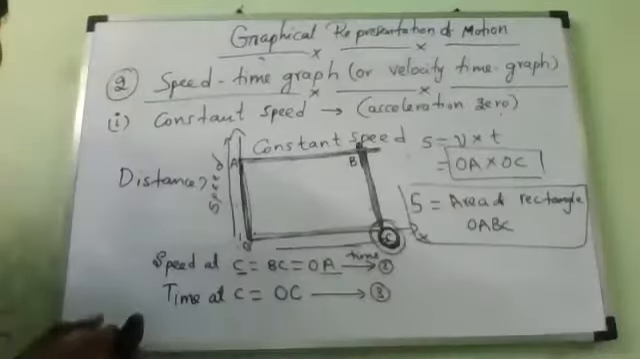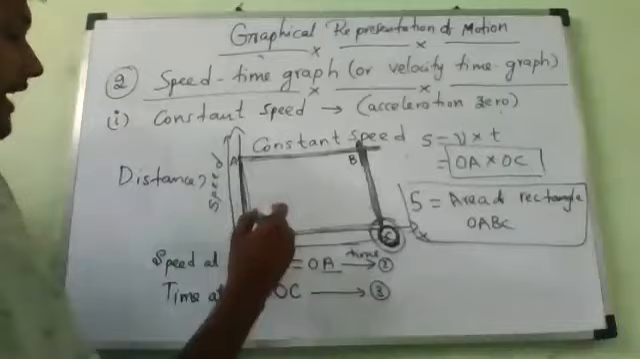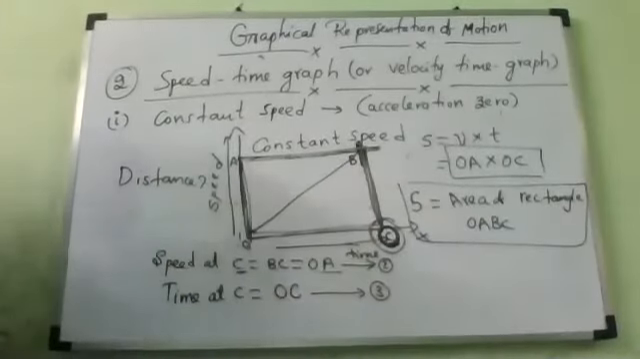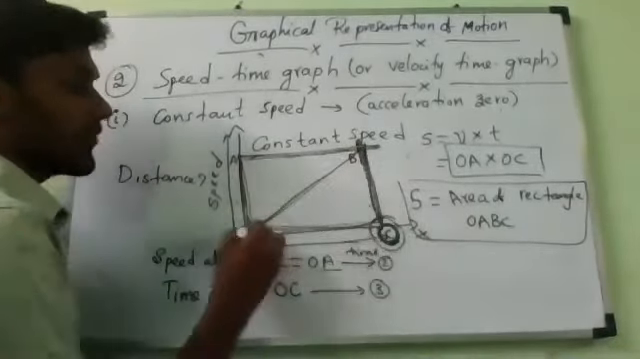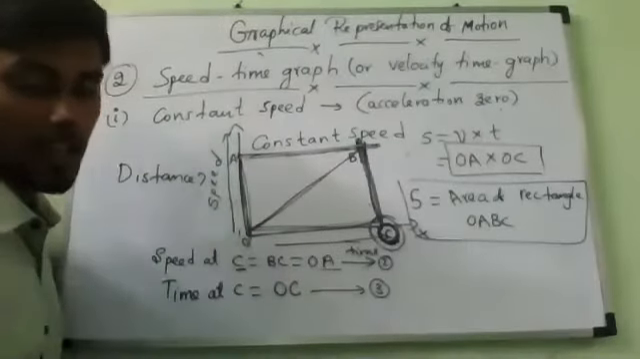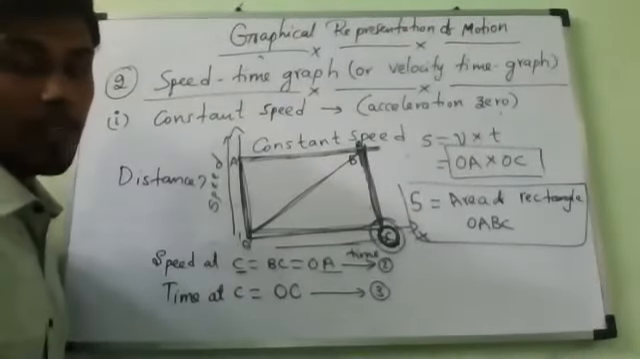Understood, sir. Suppose if it is a triangle, then what you will do? Suppose my graph is like this. From here also you can calculate distance. How you can calculate? This is only the area of a triangle. What is the area of a triangle? Tell me. Half into length, half into base into height.